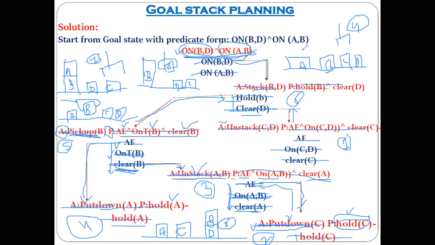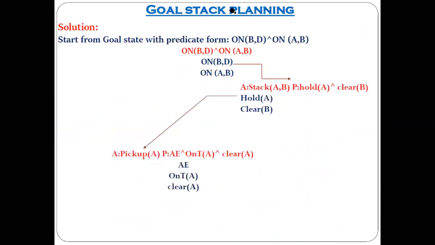So here you will go to the next part. Now this is satisfied, but you can see this part. We have simplified this part. Now we have to satisfy on AB. For on AB, what action do you have to perform? Stack AB. Half the part is satisfied, half the part is remaining. So stack AB.